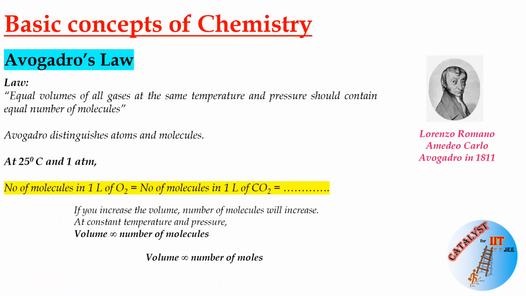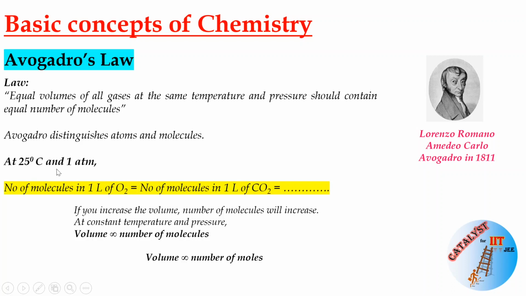The last law is Avogadro's law. Avogadro's law is very important, and this law says that equal volumes of all gases at the same temperature and pressure contain an equal number of molecules. Avogadro also distinguishes atoms and molecules. From the law, equal volume of all gases: you take 100 ml of oxygen, you take 100 ml of carbon dioxide. In all cases, the number of molecules is going to be equal.